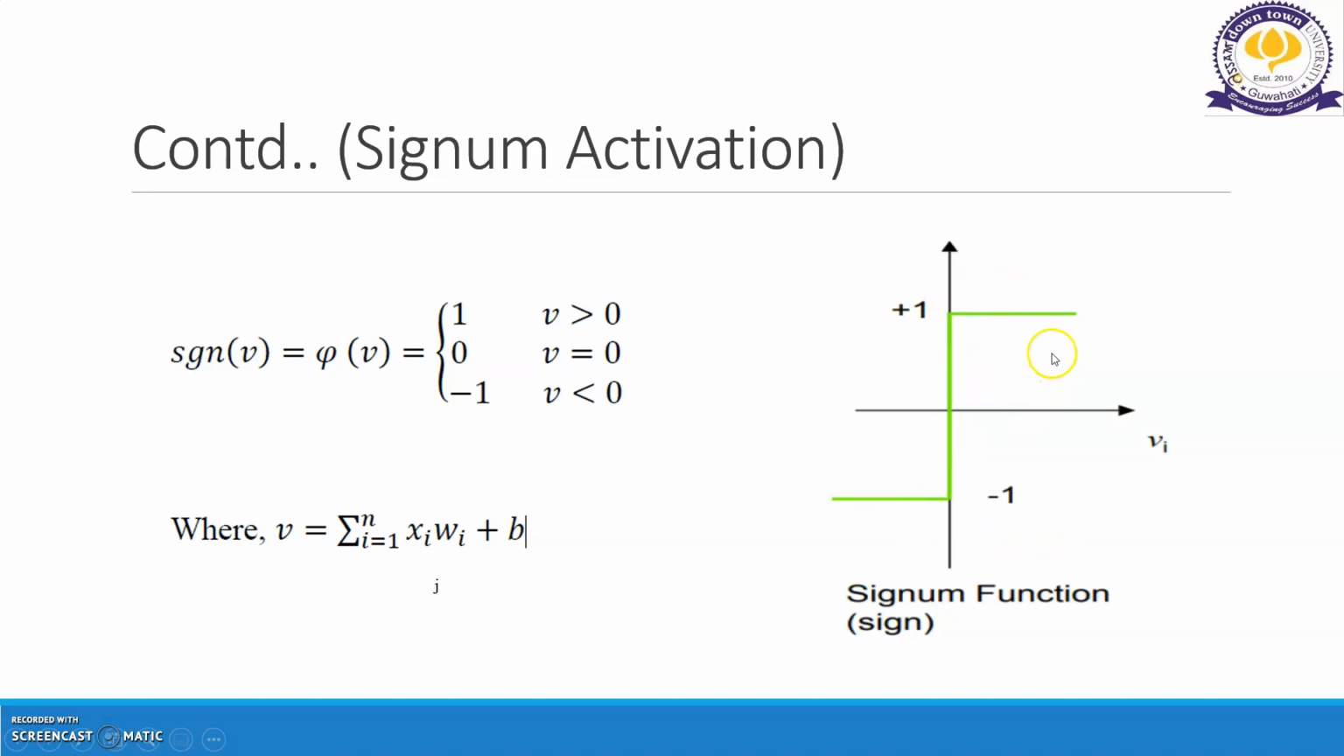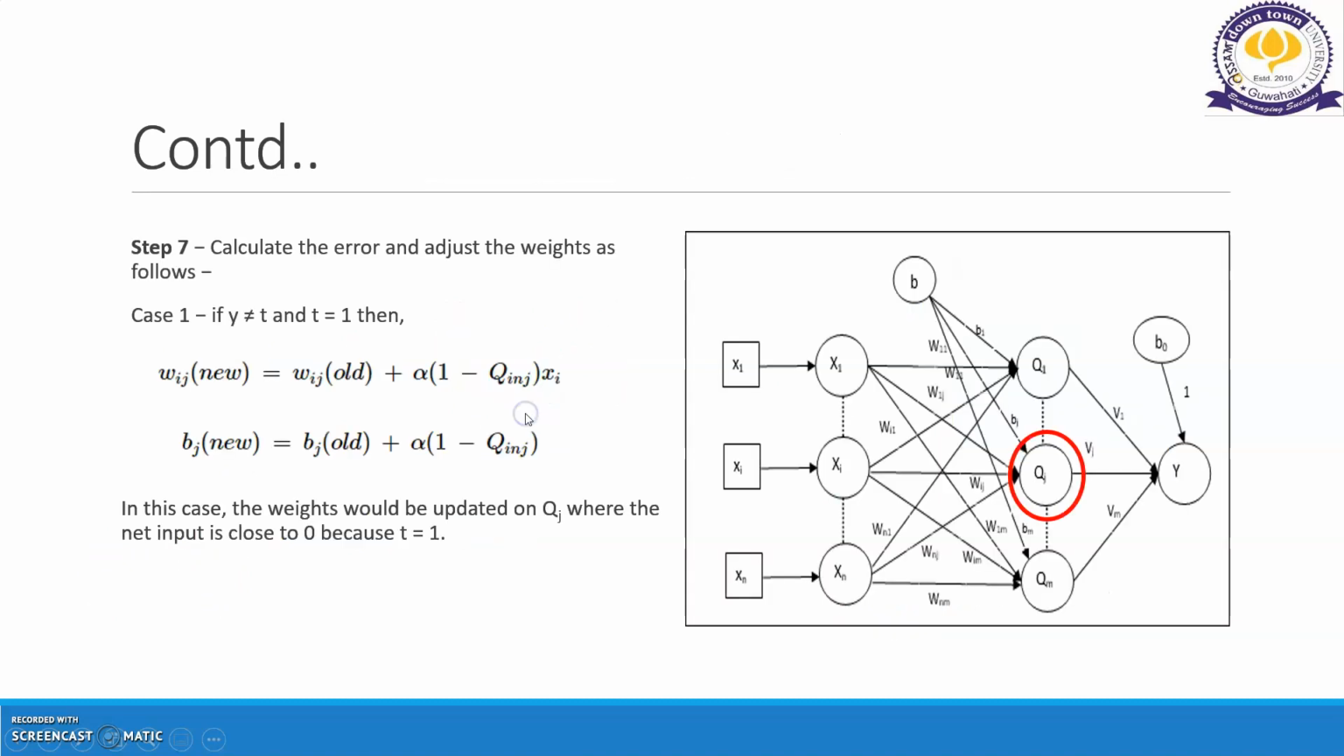So here, you already know the net input is calculated as a summation of input into weight plus the bias. When the net input is positive, it gives a positive output. When it's negative, it gives a negative output. When it's equal to zero, it just gives 0. So just notice it carefully.